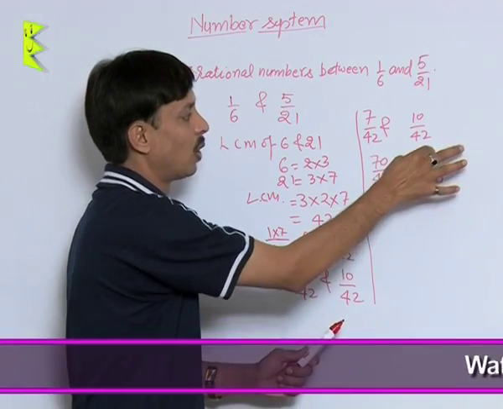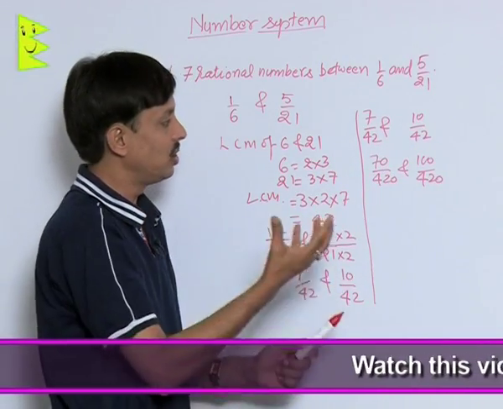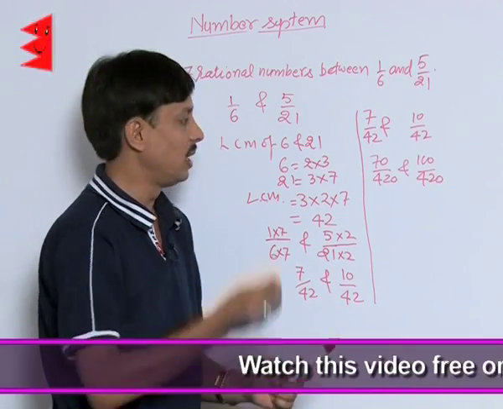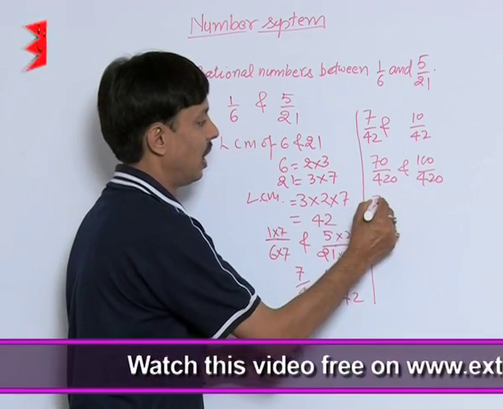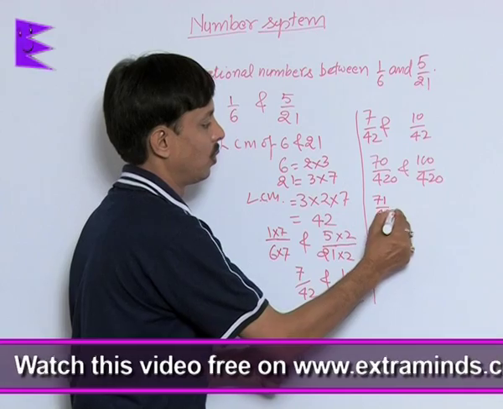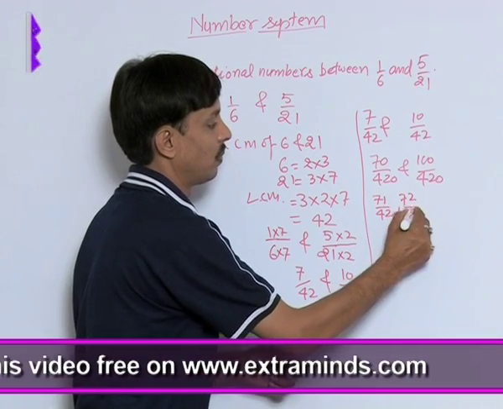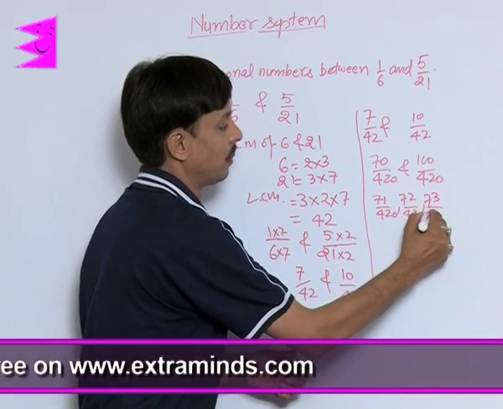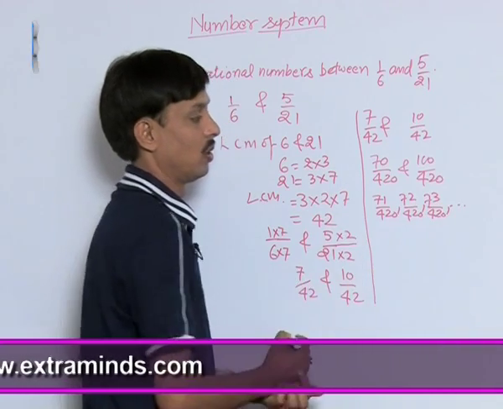Between 70 by 420 and 100 by 420, it is easy to write many rational numbers like 71 upon 420, 72 upon 420, 73 upon 420, and so on.